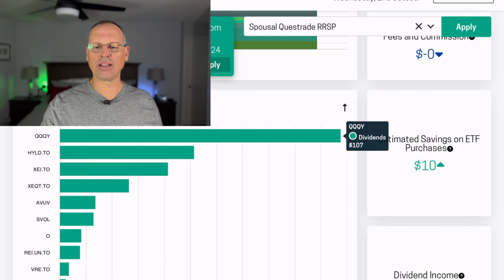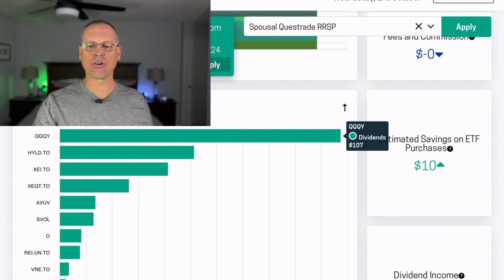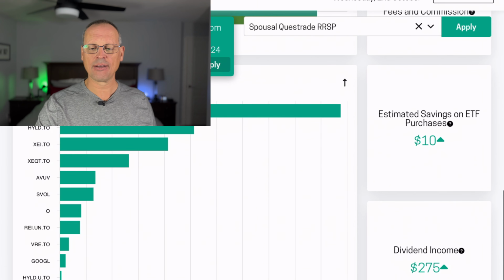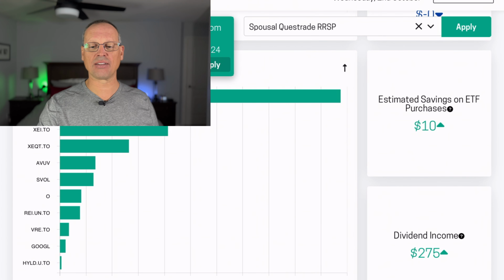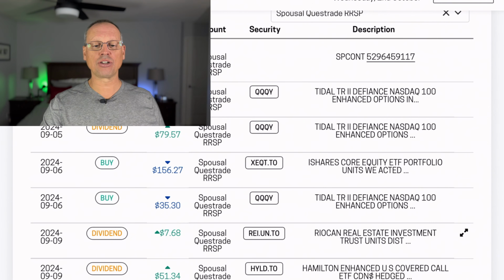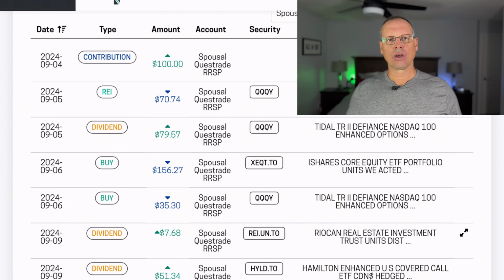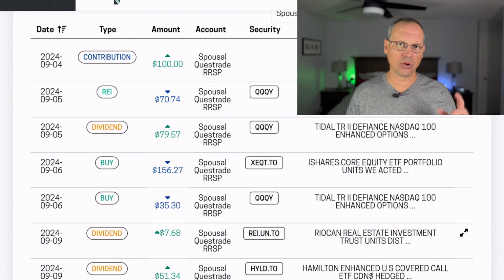call. All right, so the estimated savings on the account was $10. That would be based on fees. And our total dividends so far in the month, there you can see $275. All right, we're going to jump over the activity tracker and go over the activity that went on in the month. All right, so we had a $100 contribution into the account that came from the Wealthsimple cash account.